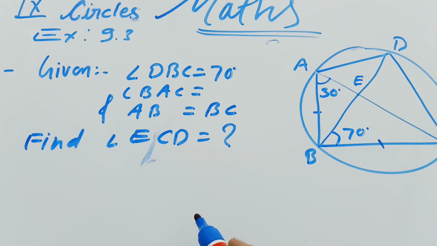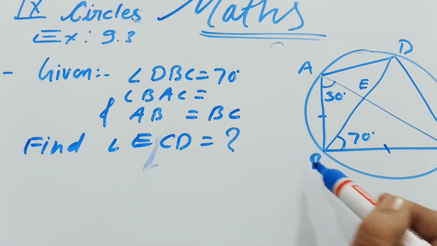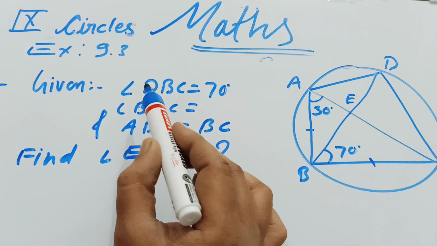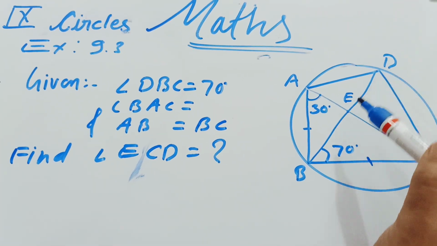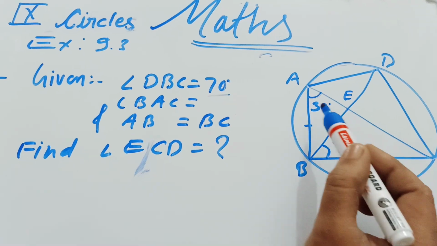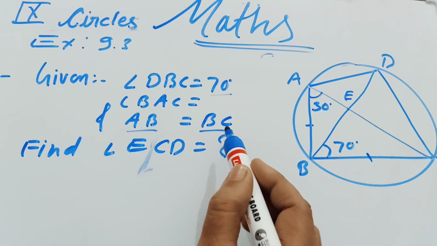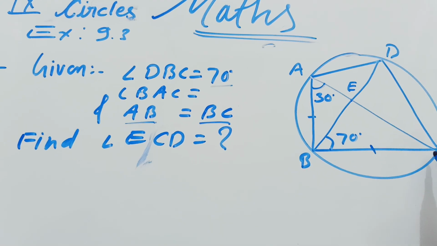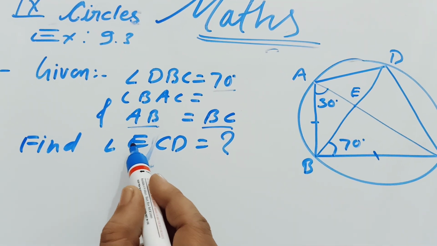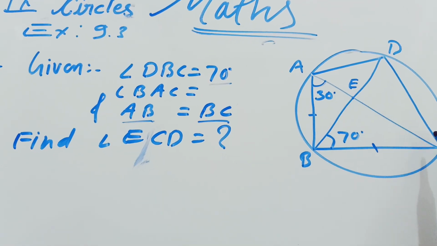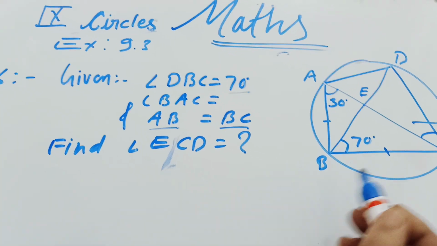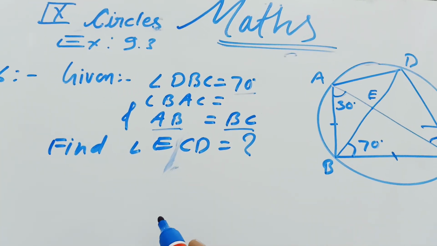This question is giving us that quadrilateral ABCD is a cyclic quadrilateral. In that cyclic quadrilateral, angle DBC is equal to 70, angle BAC is equal to 30, and side AB is equal to BC. So triangle ABC is an isosceles triangle. Then we have to find ECD. This angle we have to find. So to find this, we are going to solve.